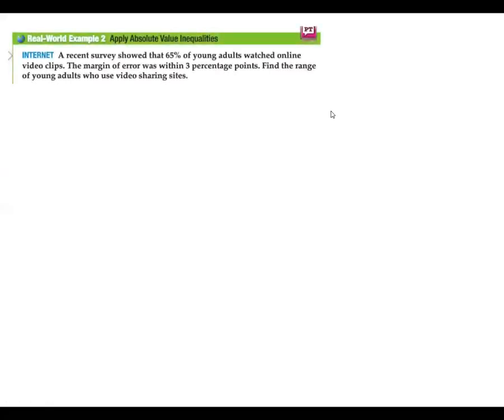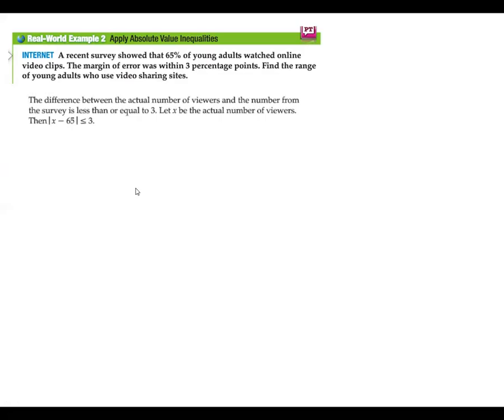All right, a recent survey showed that 65% of young adults watched online video clips. The margin of error was within 3 percentage points. Find the range of young adults who use video sharing sites. So the difference between the actual number of viewers and the number from the survey is less than or equal to 3. So let x be the actual number of viewers, then absolute value of x minus 65 is less than or equal to 3, because you could go up or down by 3 from 65%.